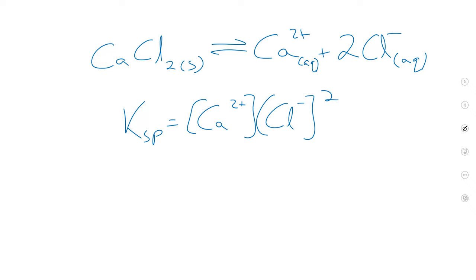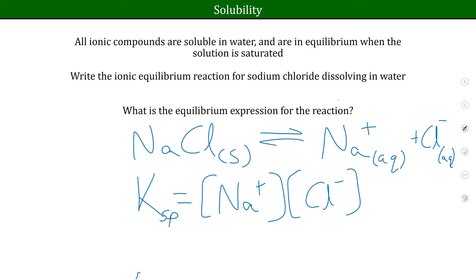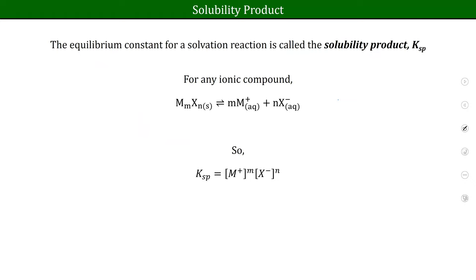So we have a general form for this that is more intimidating than it needs to look, but that's what happens when you replace numbers with variables, right? You get something that looks a little bit scarier than it needs to be. This general form of the solubility product is your metal ion to the coefficient in front of your metal ion, times your anion to the coefficient in front of the anion.